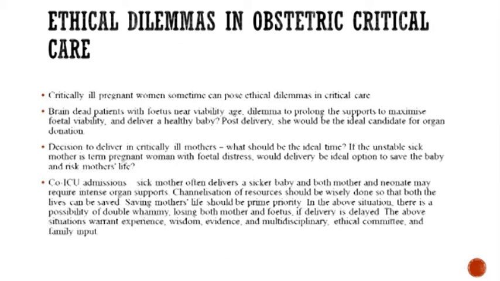Secondly, the decision to deliver in critically ill mothers: what should be the ideal time? And if the unstable sick mother is a term pregnant woman with fetal distress, would delivery be an ideal option to save the baby and risk the mother's life? Looking at co-ICU admissions, the sick mother often delivers a sicker baby, and both the mom and neonate may require intensive organ support. Channelization of resources should be wisely done so that both lives can be saved. Saving the mother's life should be the prime priority, and in the above situation, there is a possibility of a double whammy where we lose both the mother and the fetus if delivery is delayed.